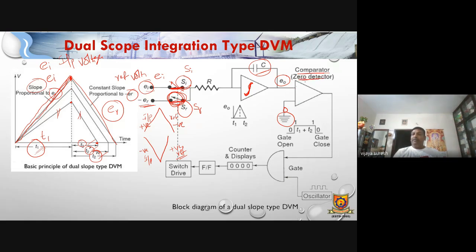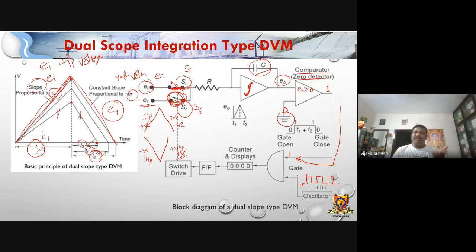This comparator compares with the 0 signal, and if the input E naught is greater than 0, then automatically the output becomes 1. Comparator is just like a relational operator, greater than, less than, like that. So if E naught is greater than 0, then the comparator gives 1. This 1 is applied to the logical AND gate. And from the clock oscillator we get 0 1 0 1 0 1 like this.